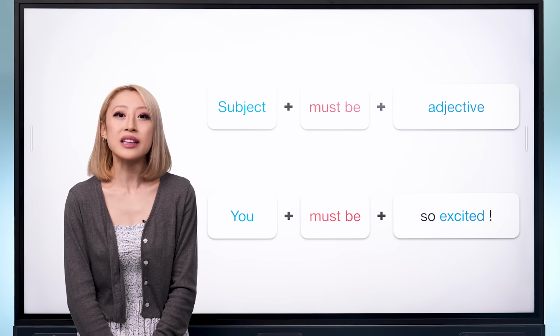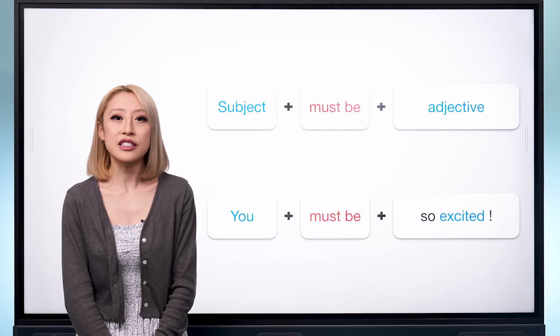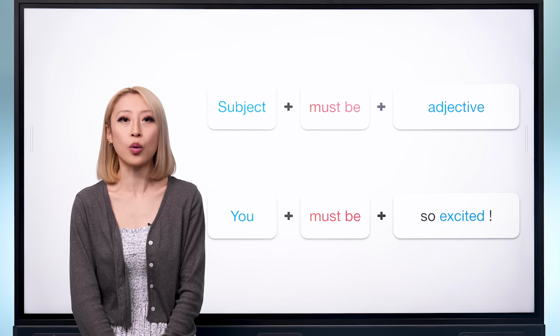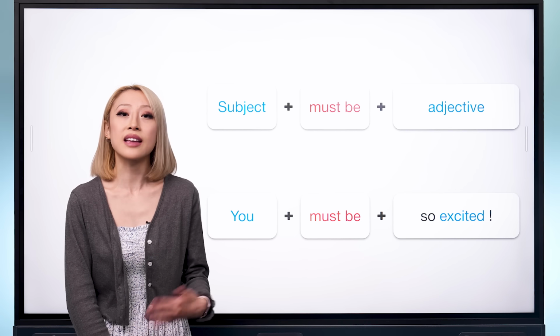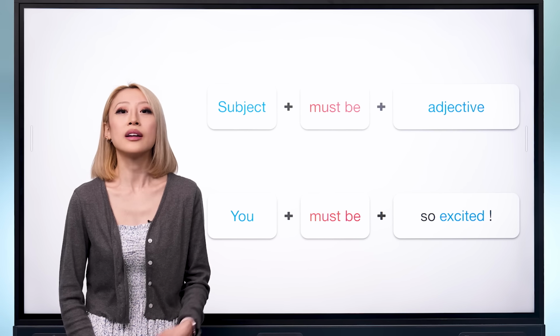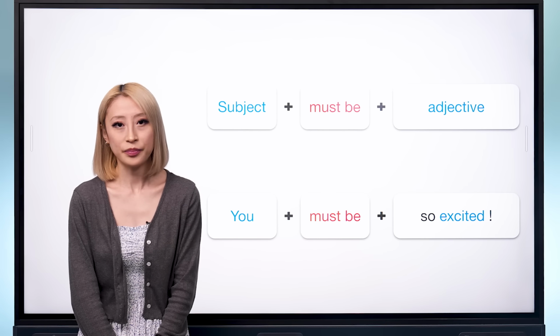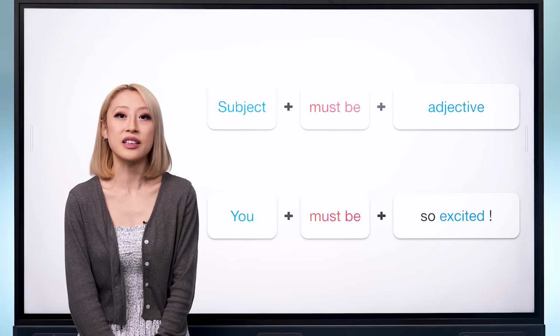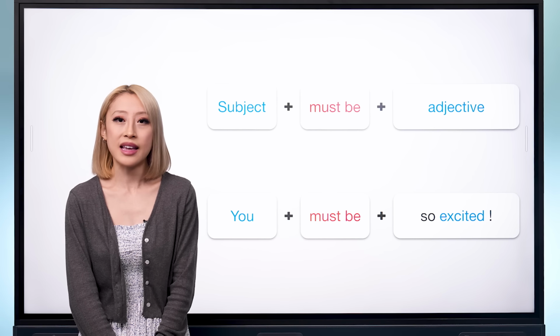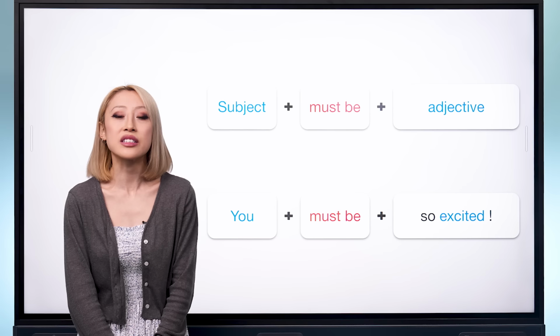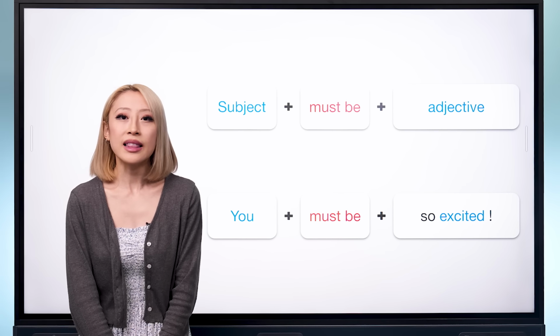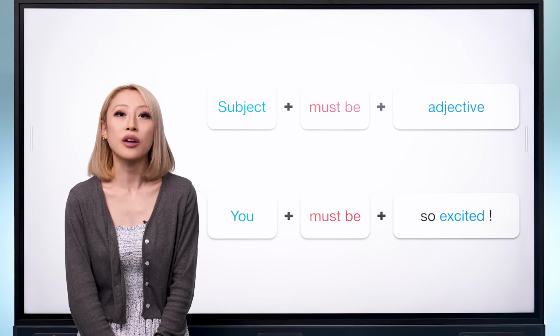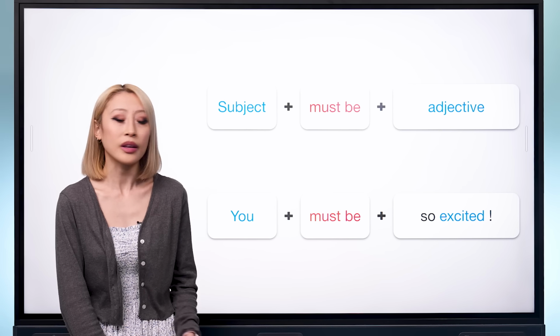The adjective phrase comes after that. It describes the current situation or quality of the subject, things like mood, behavior, condition, or performance. So the full pattern, subject plus must be plus adjective, is a way to say, I'm confident that this is true right now. Let's see how a line from the dialogue follows this pattern.